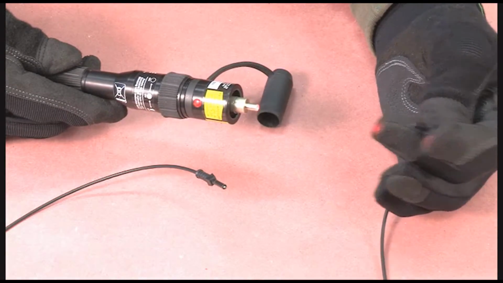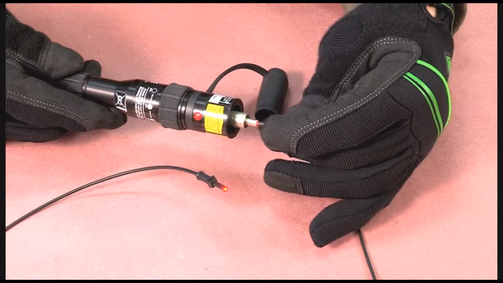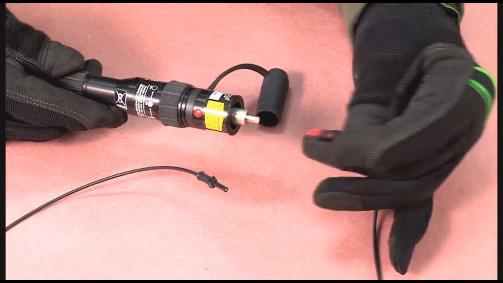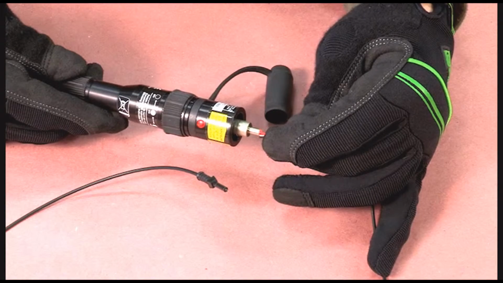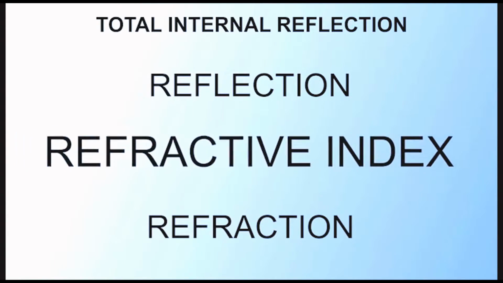The ability of a fiber optic strand to transmit data is based on the optical phenomenon of total internal reflection. Light waves have three primary properties that affect total internal reflection. These are reflection, refraction, and refractive index.